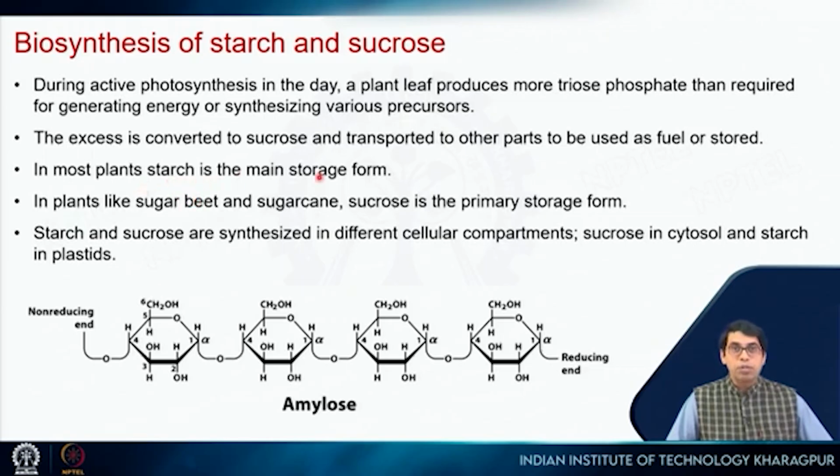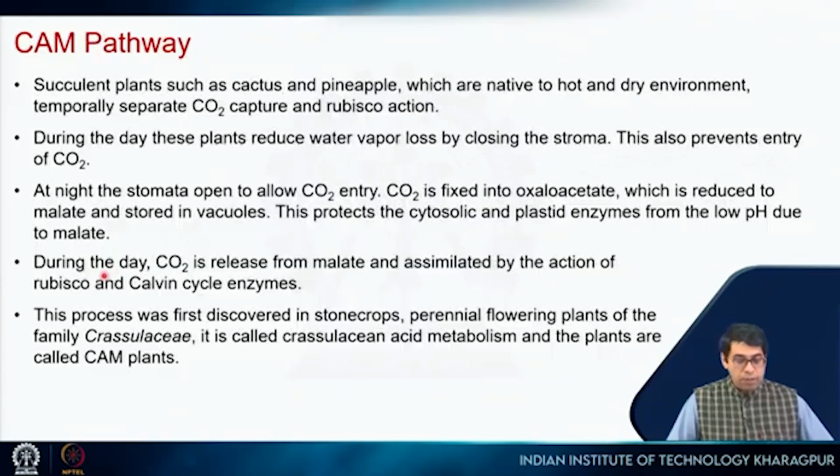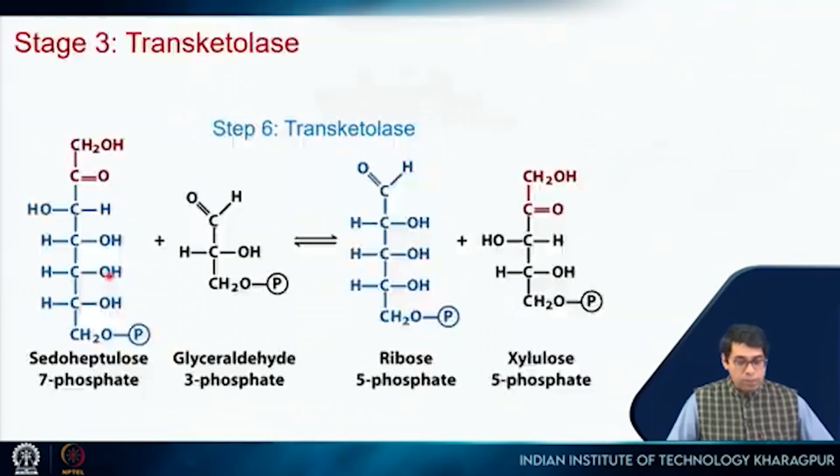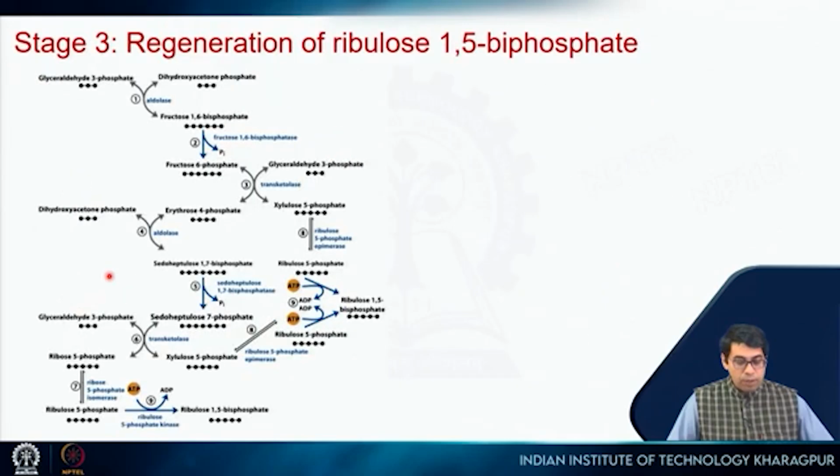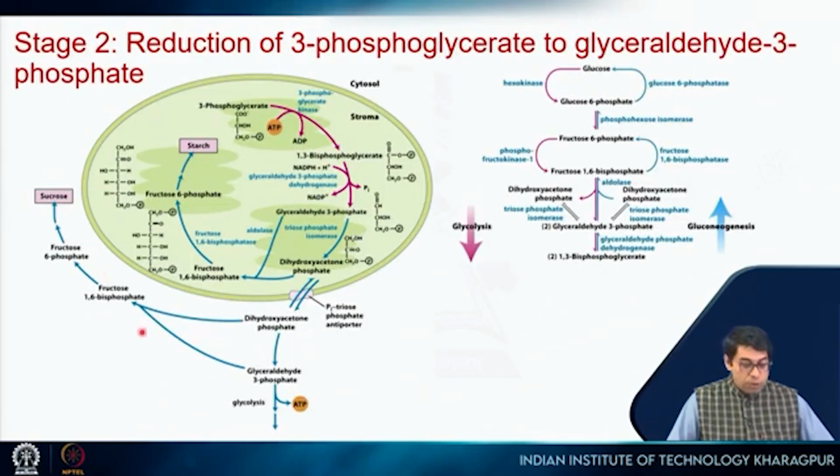So starch is the main storage form. In plants like sugar beet and sugarcane, sucrose is the primary storage form, right? Starch and sucrose are synthesized in different cellular compartments. Sucrose is produced mostly in the cytosol and starch is produced in plastids. This is something that we have seen earlier, so I can go back to that slide and show you this one. Sucrose is produced in the cytosol and starch is produced in the plastid.